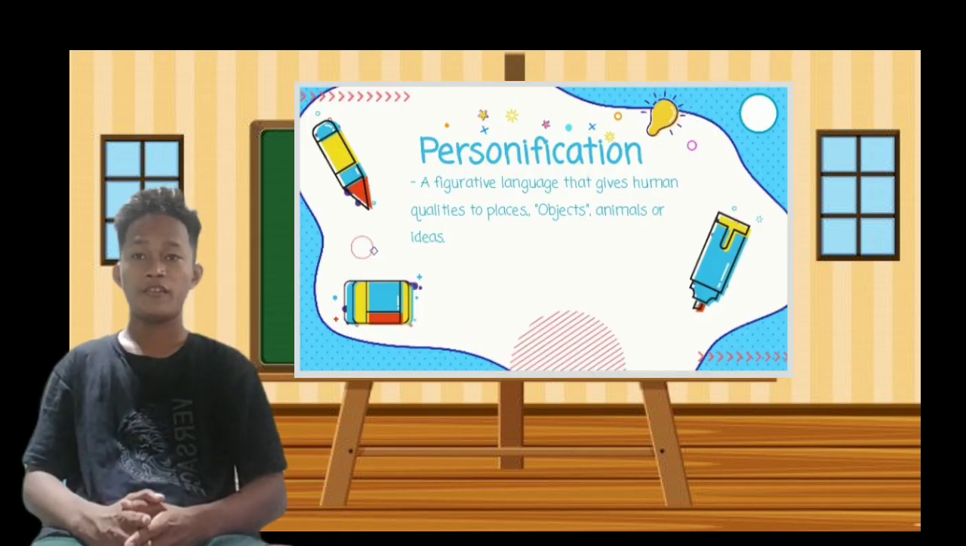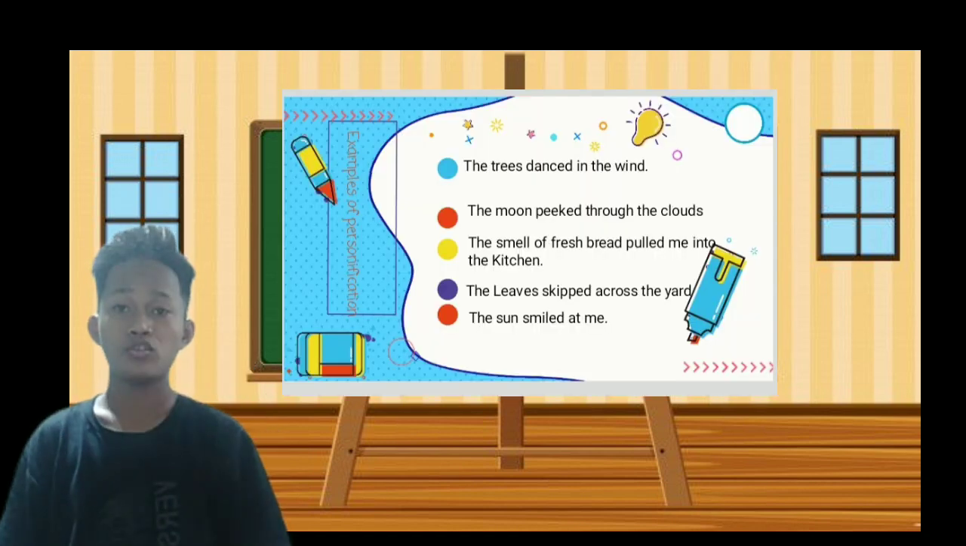Next is personification. Personification is a figure of speech that gives human qualities to places, objects, animals, or ideas. The purpose of personification is to create an idea for the reader that is relatable. So let's move on to the examples of personification.